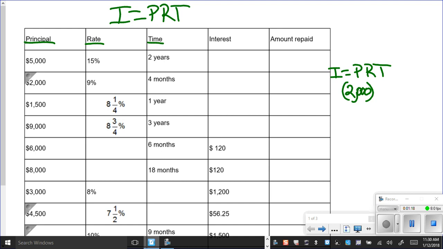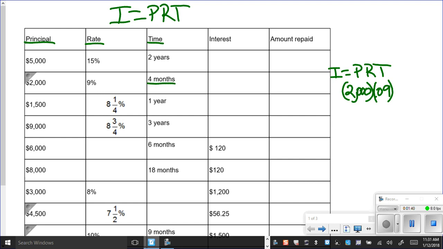9%. We never use percents in our equations. We always use decimals. So instead of 9%, we're going to use 0.09. And I'm using parentheses to show that we are multiplying. Now we move on to time. And you see here, time, we have 4 months.